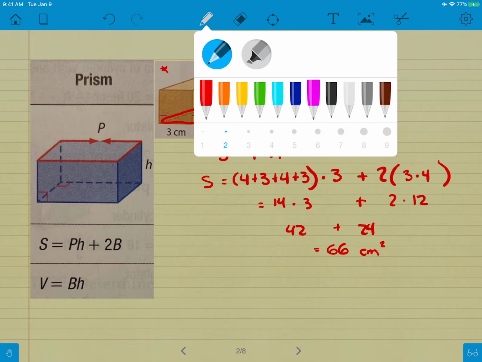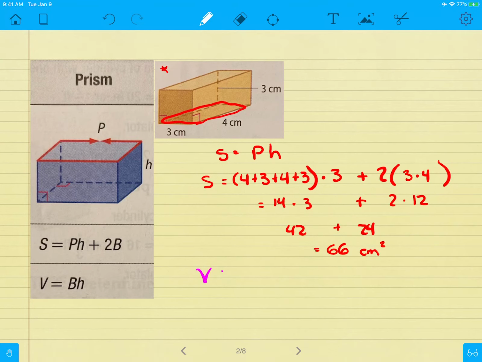All right, let's go to the volume now. I'll switch up the colors here. For volume, you just take the area of the base, which we already said earlier was 3 times 4, and then you take it times how tall it is. It's 3 centimeters tall. So 3 times 4 is 12, and we take that times 3. This ends up being 36 centimeters cubed, and that's the total volume for my rectangular prism. So there's questions 1 and 2 in your Google form.